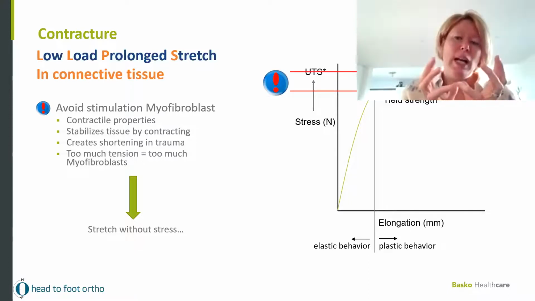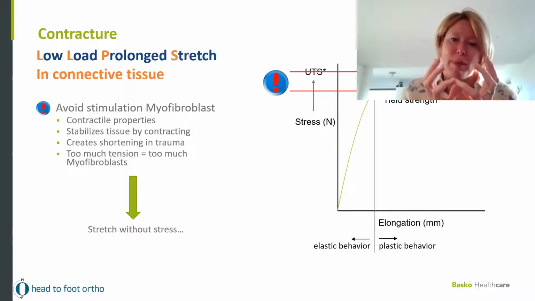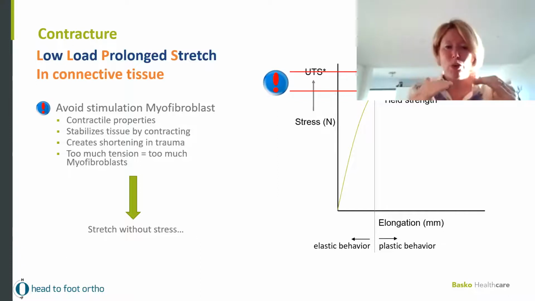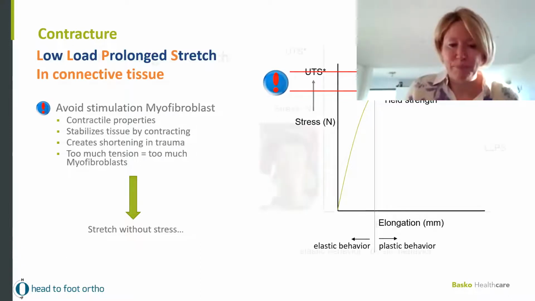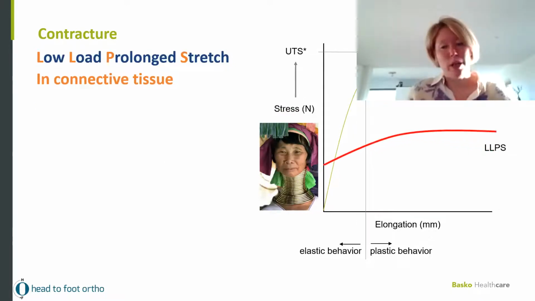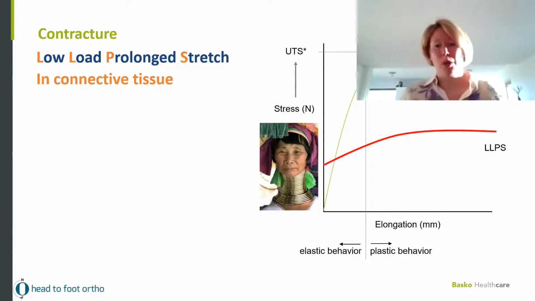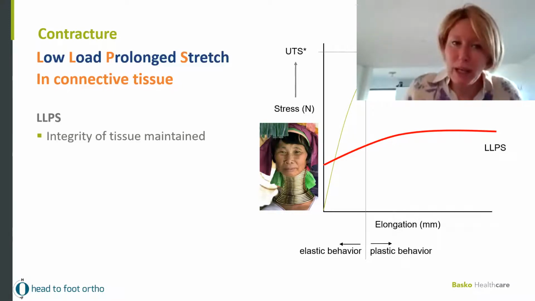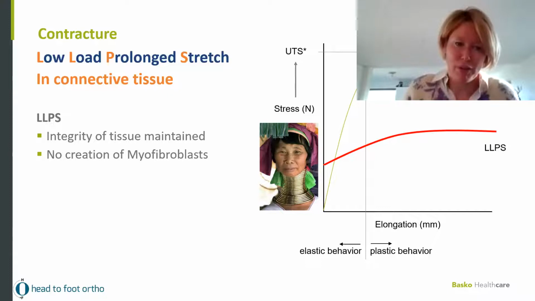And this is why we need to stay below the trigger of the myofibroblasts, because they have those contractile properties. So we need to stretch differently, and this is how we will do it. We will create an elongation, but with less stress, and we will create an even better and maintained elongation after a while.